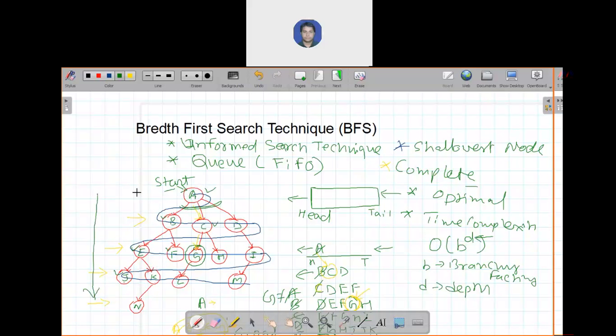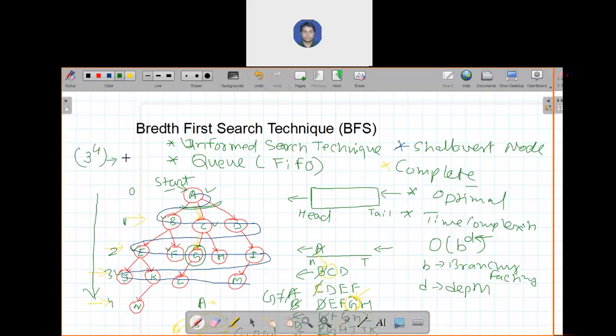Okay, from the start state, the starting state depth is 0. The next state depth is 1, and the next is 2, 3, 4. So as you can see in this state space, depth is 4. And for branching factor, you just consider the maximum branching factor. As you can see, 3. So for this state space, the time complexity is branching factor 3, and the depth is 4.